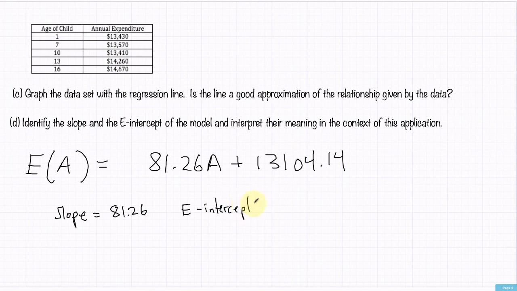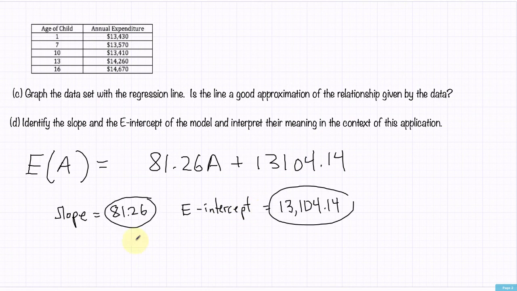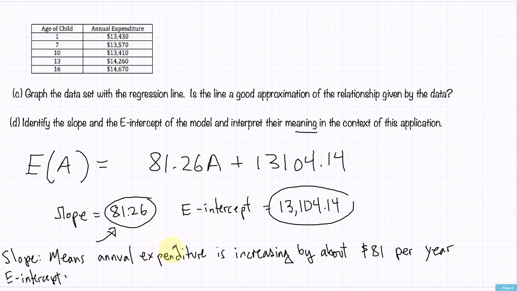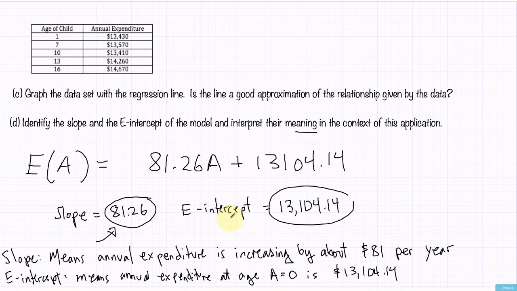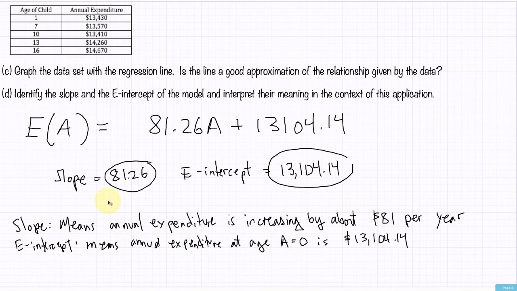That's the value when the age is 0. Okay, and then interpreting the meaning, this is basically telling me that each year the annual cost of a child is going up about $81. So that's the meaning for the slope, and then the meaning for the intercept is the annual expenditure when the age is 0. Okay, and that's the answer there for number 11.